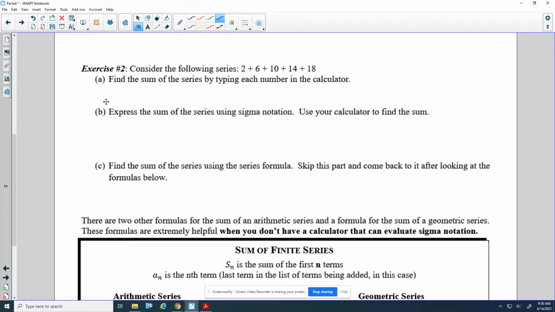We're going to do parts A and B. As I said, we know there's formulas we're going to be using, but we're going to do the same 2 steps for the arithmetic sequence we have here. So the first thing we're going to do is add them on our calculator. So if I directly typed these in my calculator, I would end up with a sum of 50. Then we're going to express the sum of the series using sigma notation.